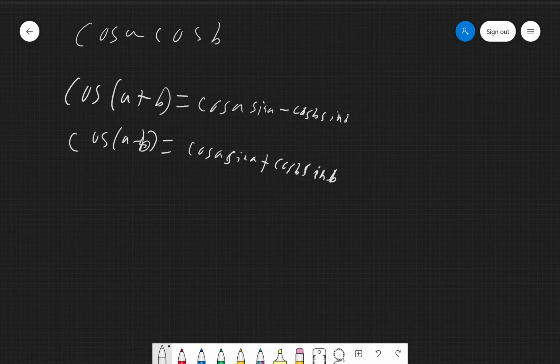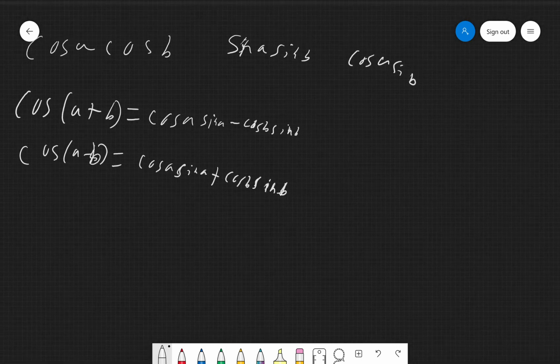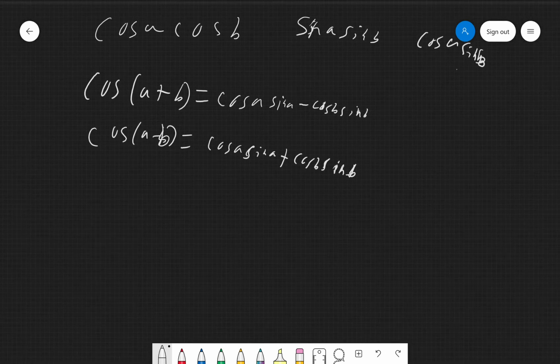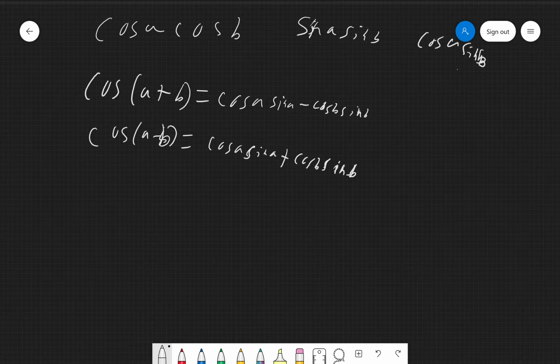Now we're trying to find cosine of A times cosine of B. We also want to find sine of A times sine of B, and then finally we want to find the mix, so cosine of A times sine of B. Why don't we want to find cosine of B times sine of A? Well, this is the same thing as this, but you just switch A and B, so that doesn't really do anything, because commutativity exists.